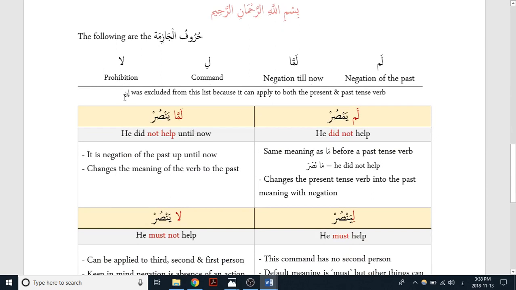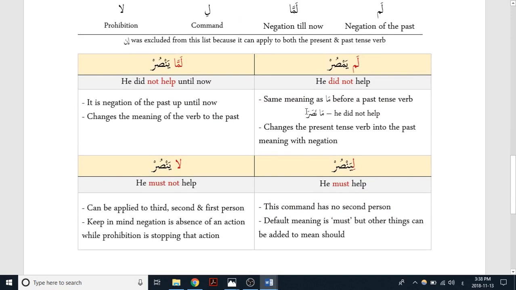And there's another one that Sheikh mentioned, it's known as in, but he excluded it from the list because it applies to both the present and past tense, while these ones above apply solely to the present tense. So I assume we'll study that on another occasion. So let's look at how the four are applied.